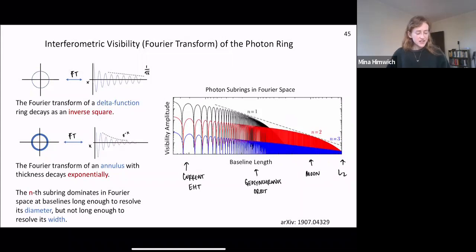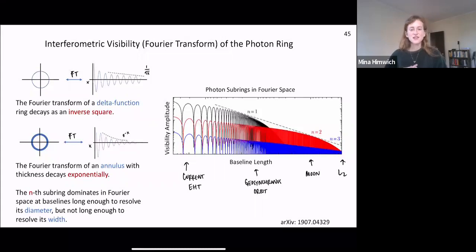The current EHT doesn't have baselines that are long enough to resolve the subrings higher than n equals 0. But if we have telescopes at baselines of a distance of a geosynchronous orbit, or at the moon, or at the Lagrange point L2, we'll be able to resolve the different subrings and then make a comparison between potentially one even and one odd subring, like n equals 2 and 3, and extract the universal features of the demagnification and the spin in the polarization.